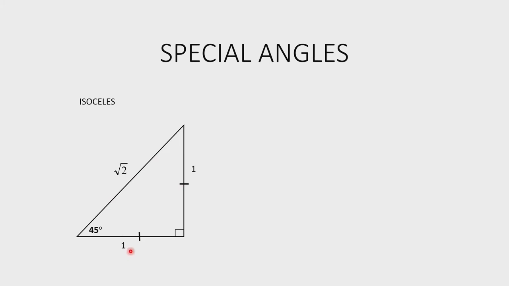Now, very important, we use the values 1 and 1 to indicate that they are equal in size. But it can also be 2 and 2, or 3 and 3. Any values that are the same will denote the right angles. And of course, the hypotenuse we get by using one of our tools, the theorem of Pythagoras.